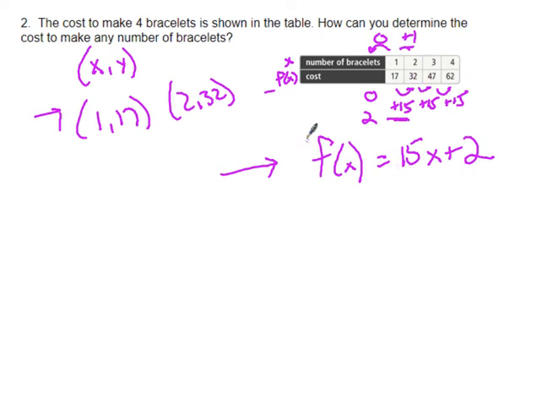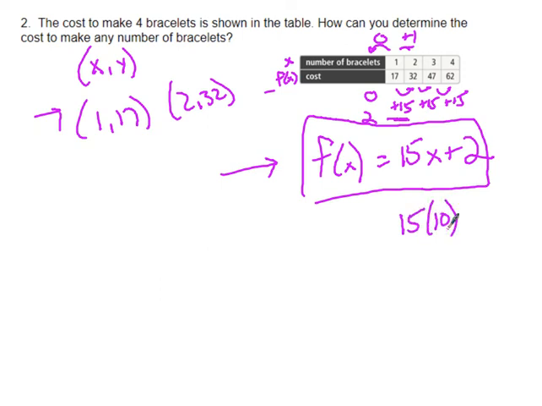So now I can use this to determine the cost to make any number of bracelets. If I want to know how much it costs to make 10 bracelets, I can plug in 10, and that's going to be 150 plus 2, which is 152. Now, the difference with function notation, though, is that when I plug in 10, really what I'm finding is, well, what's the function of 10?